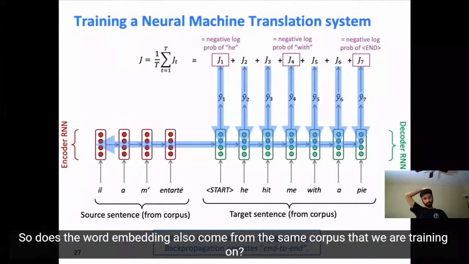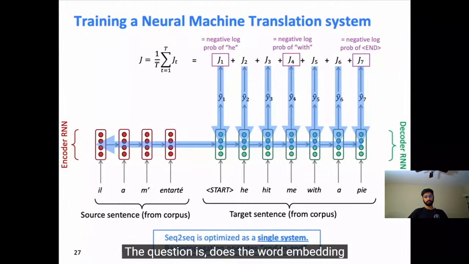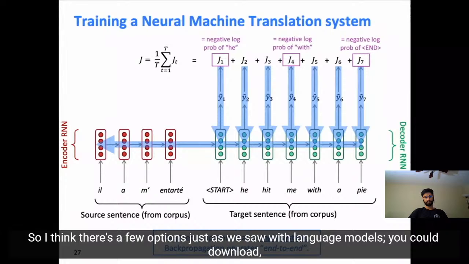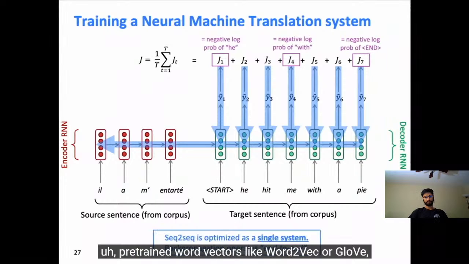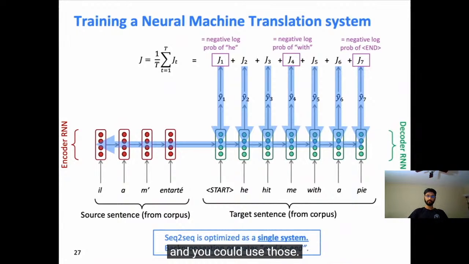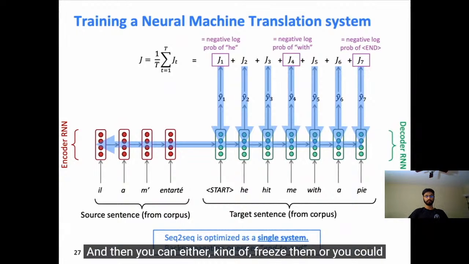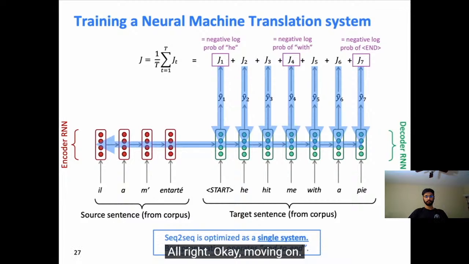Yep. Does the word embedding also come from the same corpus that we are training on? The question is, does the word embedding also come from the corpus that you're training on? So I think there's a few options, just as we saw with language models. You could download pre-trained word vectors like Word2Vec or GloVe, and you could use those, and then you could either freeze them, or you could fine-tune them as part of the end-to-end training, or you could just initialize your word vectors as close to zero at random, and then learn them from scratch. All right, okay, moving on.